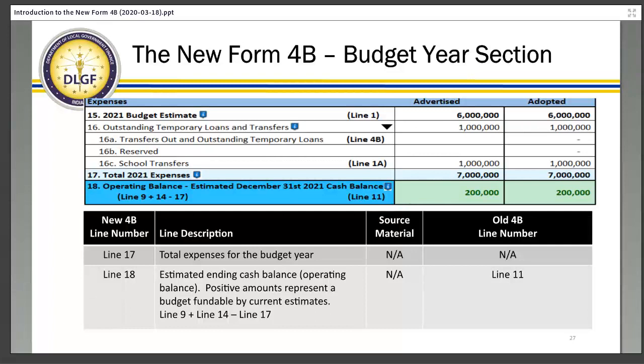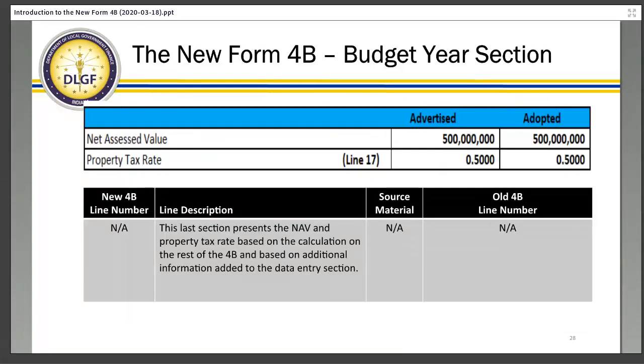Now that calculation there is going to be line 9 plus line 14 minus line 17. So line 9 is what we calculated as our estimated December 31st balance in the current year section. Line 9 were the revenues that we were collecting during the budget year. Line 17 are our total expenses. We can see how that operating balance was calculated.